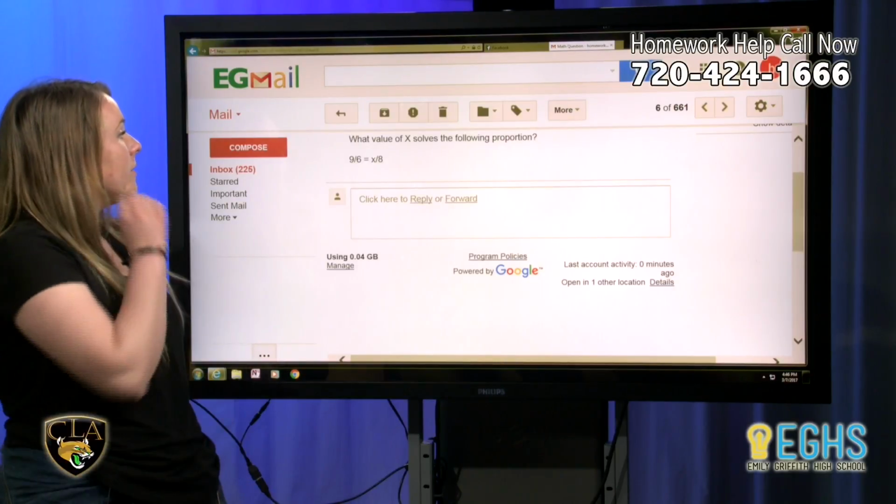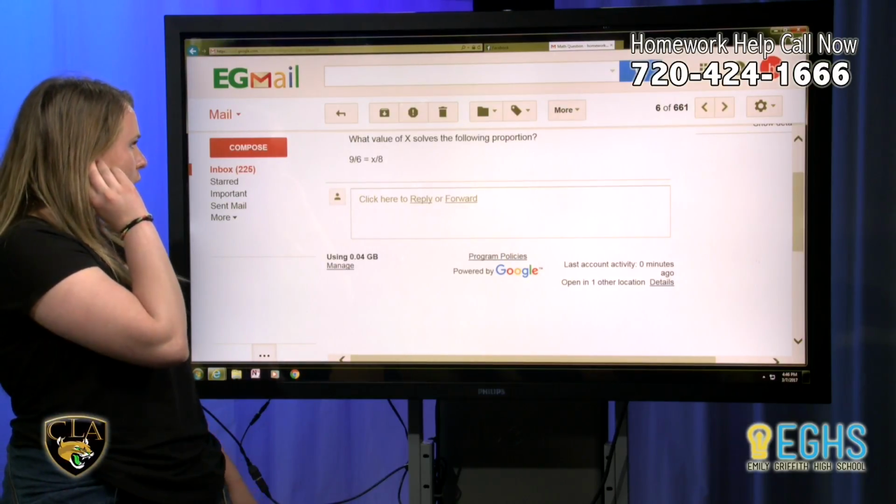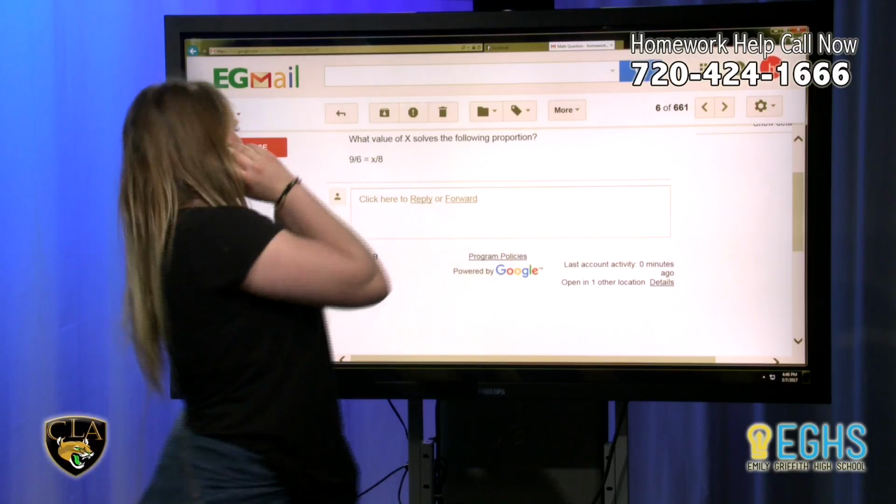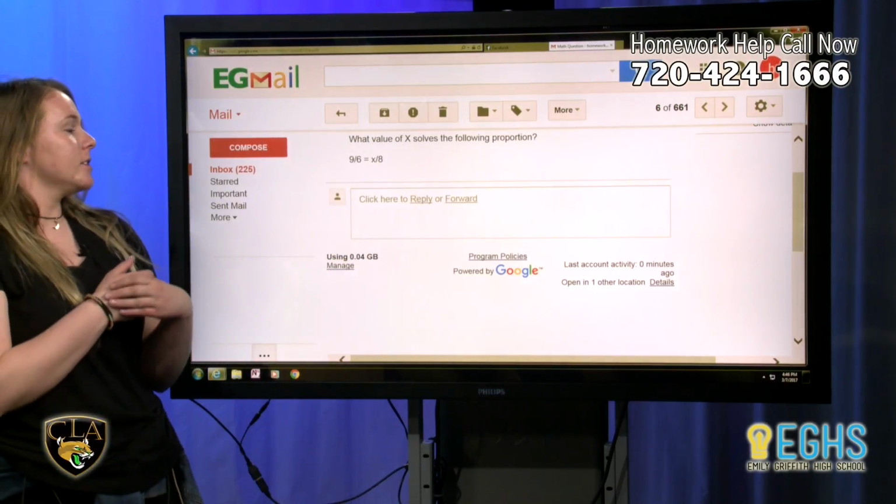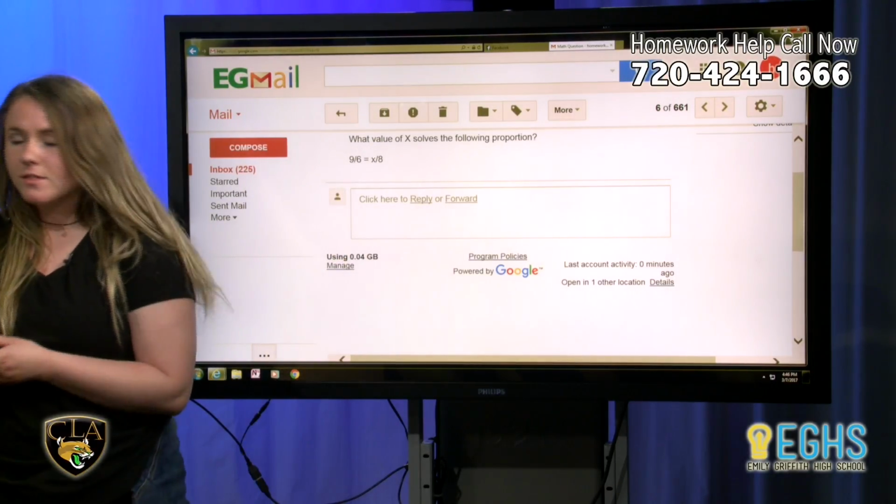What is the value of x that solves the following proportion? Or, what value of x solves for the following proportion? 9/6 equals x/8. Okay.